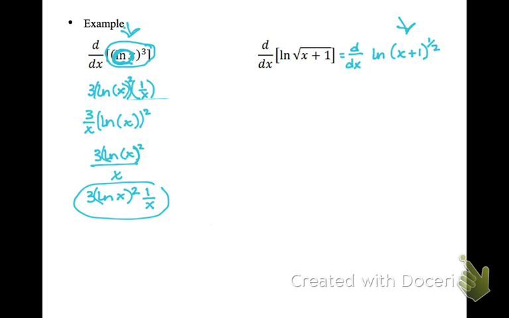What do we do with exponents when we have exponents with natural logs? Don't they go in front? Oh yeah, I forgot. So we're going to have d/dx of 1/2 times the natural log of x plus 1. So does that make my problem even easier?